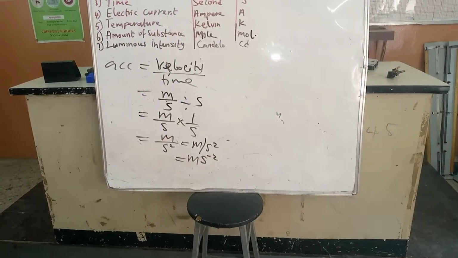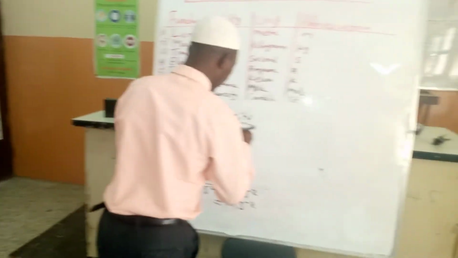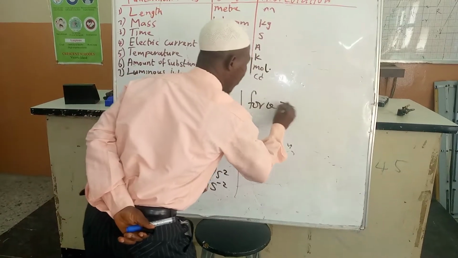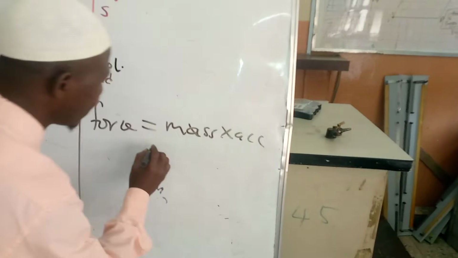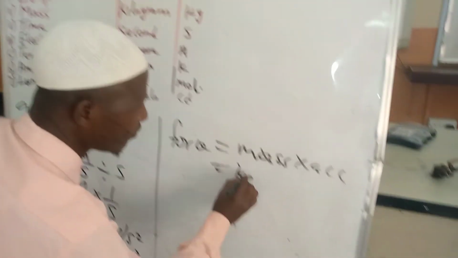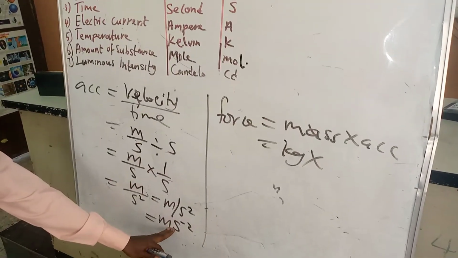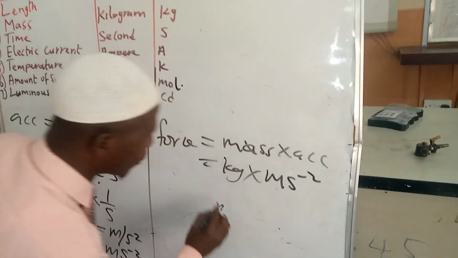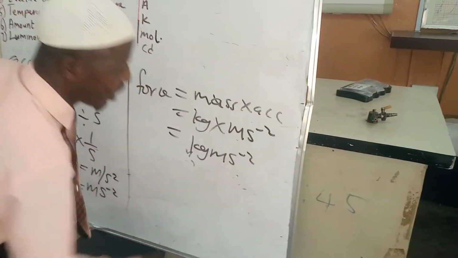Still the same thing. The same applies to force. From the formula, force is equal to mass times acceleration. The unit of mass is kg, multiplied by the unit of acceleration. We don't need to derive it again; you carry it over, that is meter per second squared. So everything will give you kilogram meter per second squared.